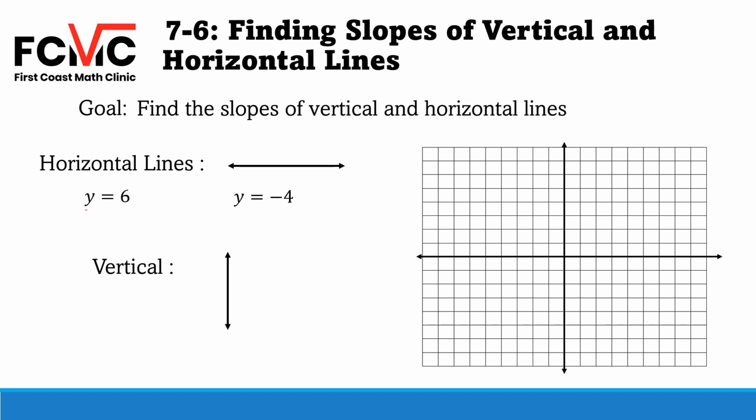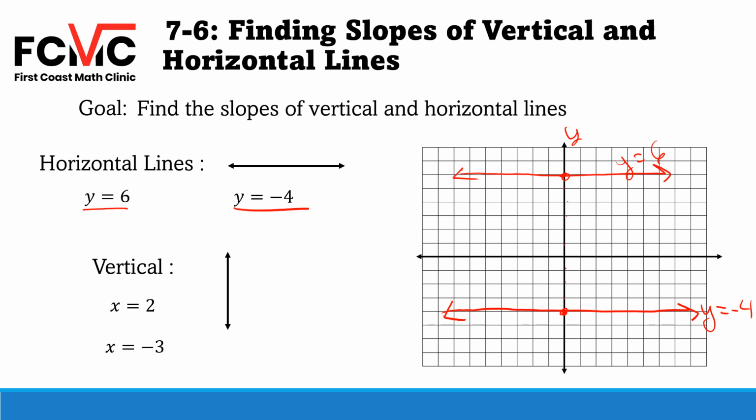So y equals 6. We'll find 6 on the y-axis, 1, 2, 3, 4, 5, 6, and we're going to draw a horizontal line. So this is y equals 6. And y equals -4. We'll find -4, 1, 2, 3, 4 on the y-axis. So again, this is our y-axis, and this is y equals -4.